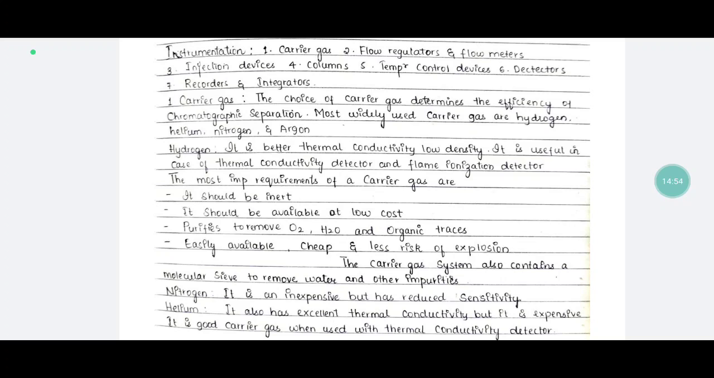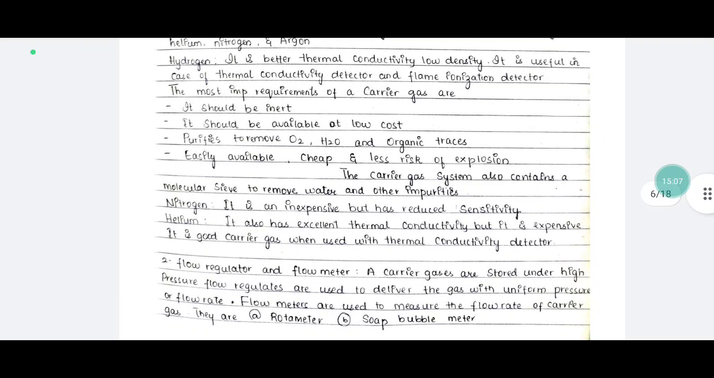gas system, which also contains a molecular sieve to remove water and other impurities. The other gases will be nitrogen, helium, etc. Number 2 is the flow regulator or a flow meter. What are the flow regulator and flow meter?